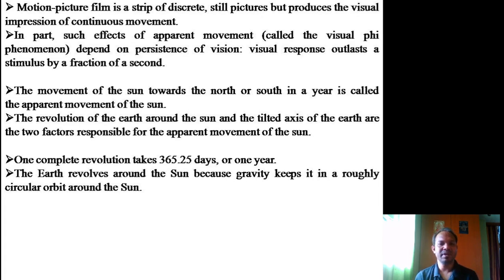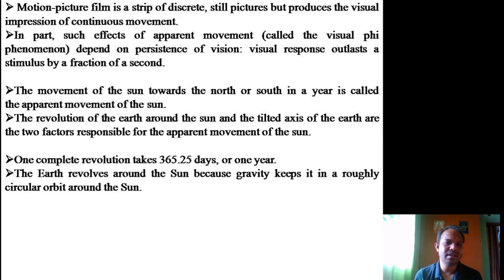One complete revolution takes 365.25 days, or 1 year. Not exactly 365 days, but 365.25 days for one complete revolution. That is the reason why we get a leap year, where we get one extra day, the 29th day in February. It is only because of this fraction 0.25. If you do remember, this is a plus or minus 0.25. That is what we have discussed in the previous angles.